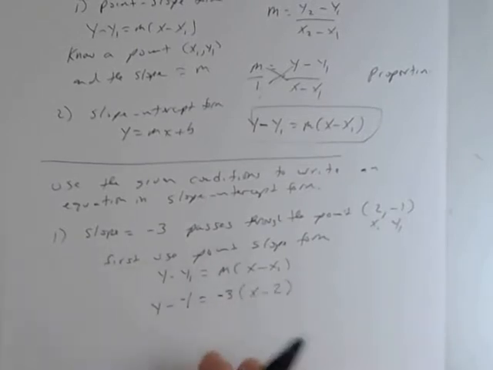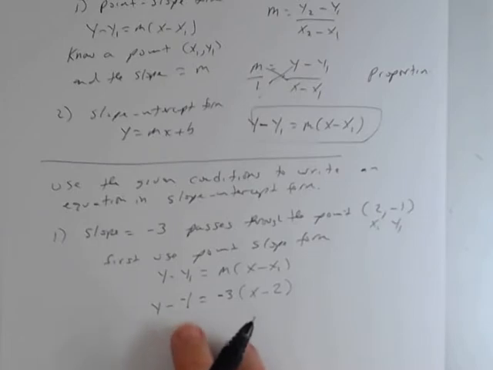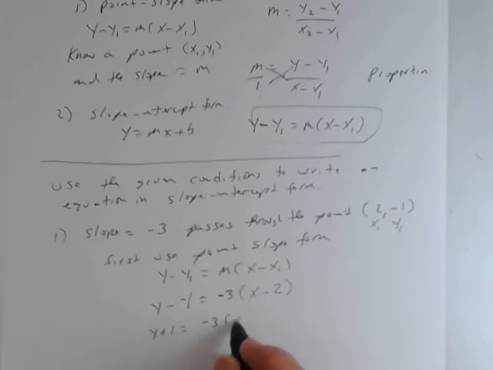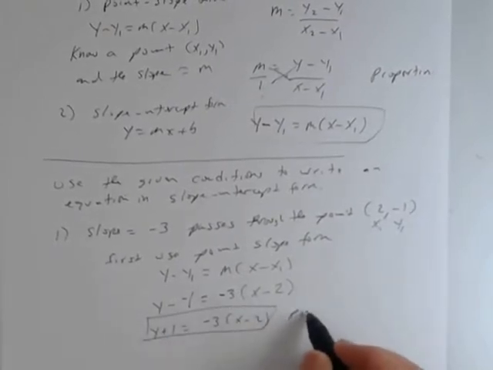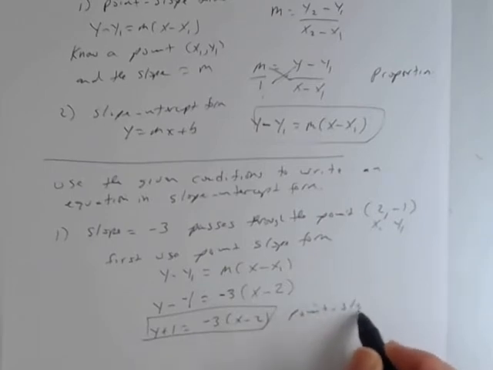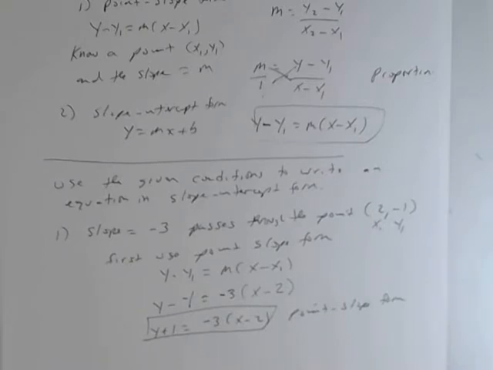All right, now we're at this point. Now you have to do this. You have to replace y subtract -1 as y plus 1. You've got to rewrite y subtract -1 as y plus 1 equals the slope times x minus 2. Now this right here is point slope form. Okay, that's point slope form. So the first thing you got to do is write it in point slope form.